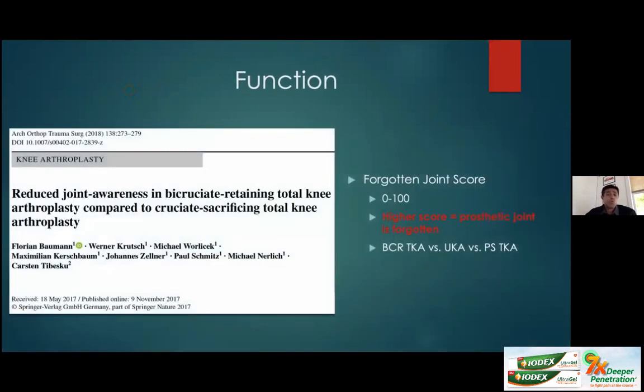The functional scores are also related to the forgotten joint score. So this is another paper out of Germany in which they looked at forgotten joint score. If you have a higher forgotten joint score, that means that you have forgotten you have a prosthesis. So they compared a bicruciate retaining design to a standard posterior stabilized total knee to a unicondylar knee arthroplasty, a partial knee replacement.